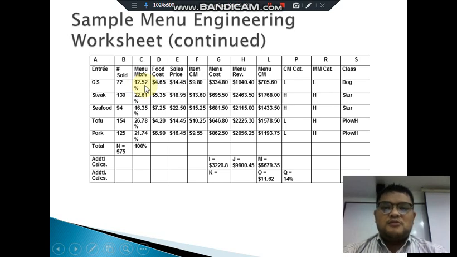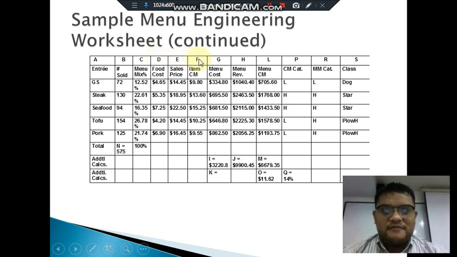So that is very simple. Maybe you will need to remember the formula if you want, but like I said, if you understand what the column is, then you can easily calculate and get the figures from the worksheet. Guys, I repeat, menu mix percent is the number sold percent. How do you calculate it? B divided by N. So the column C formula is B divided by N, right? And then column D is given, column E is given.